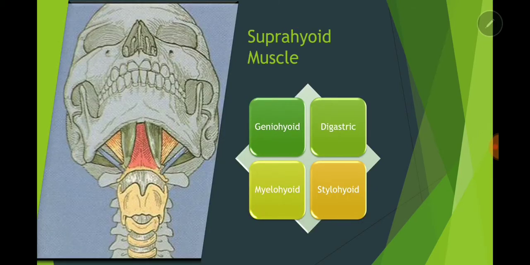Now the suprahyoid muscles. They include the geniohyoid muscle, the digastric muscle, the mylohyoid muscle, and stylohyoid muscles. Okay. So the suprahyoid muscles, what they do is, when the mandible is trying to move, these suprahyoid muscles stabilize the hyoid bone so that the mandible is opening on a stable system. Okay, so they help to stabilize the hyoid when the mandible is opening. All right.